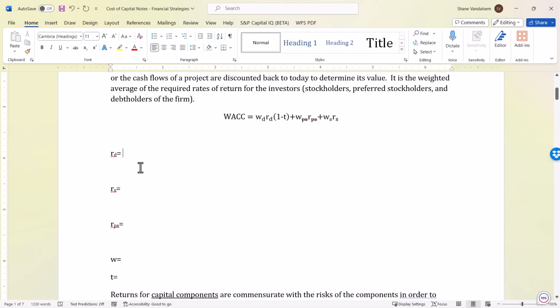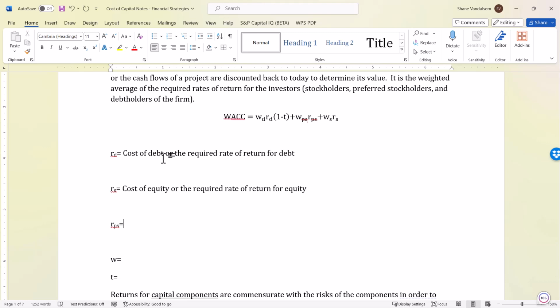So down here below, I'm just going to type in the definitions for each of these notations. R sub D is the cost of debt, or the required rate of return for debt. R sub S is the cost of, and I'll usually refer to this as the cost of equity, or the required rate of return for equity.